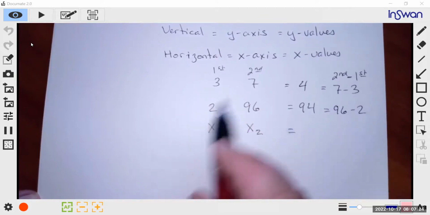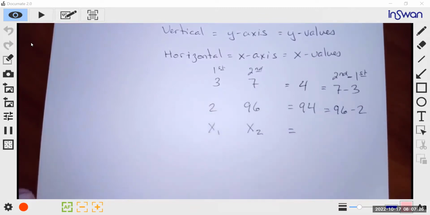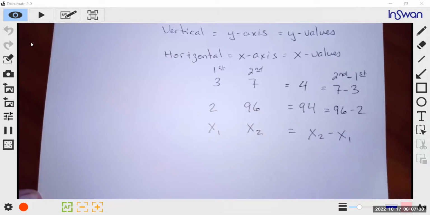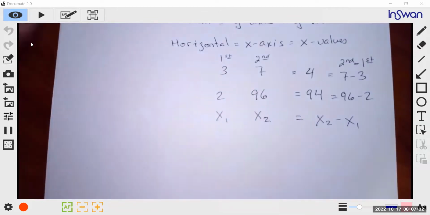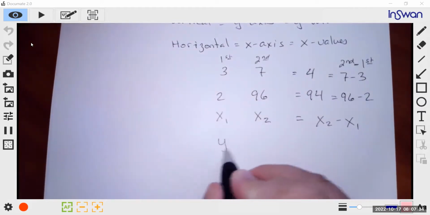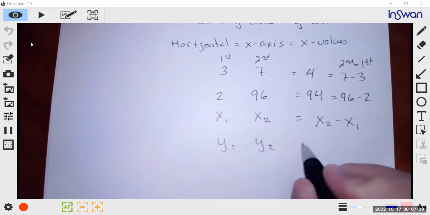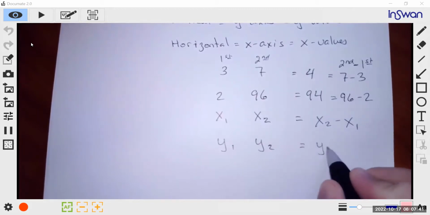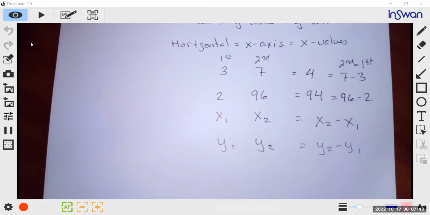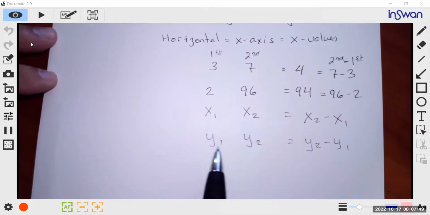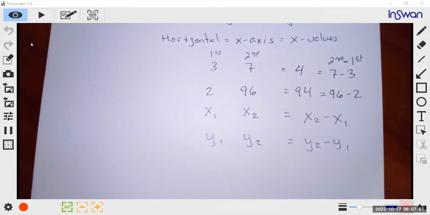It's the same concept as these other ones. It would be x2 minus x1, the second point minus the first point. Same thing with the y's. We have a first y, then we have a second y value. The difference between those is y2 minus y1. Those define the difference between the first x and the second x, the first y and the second y, the first number and the second number.